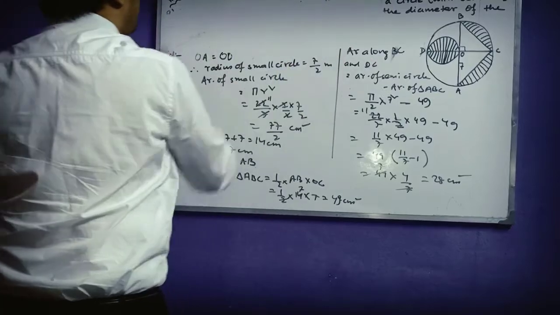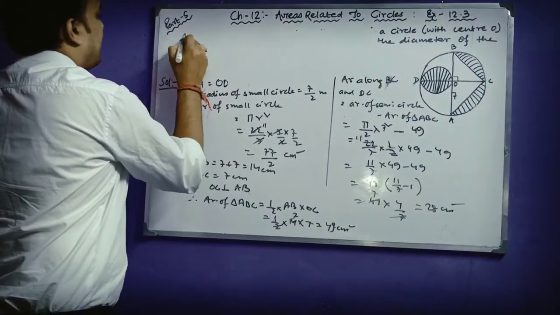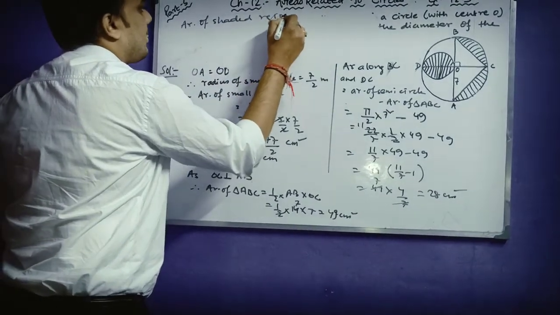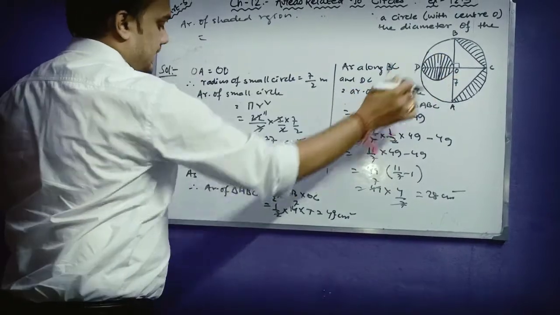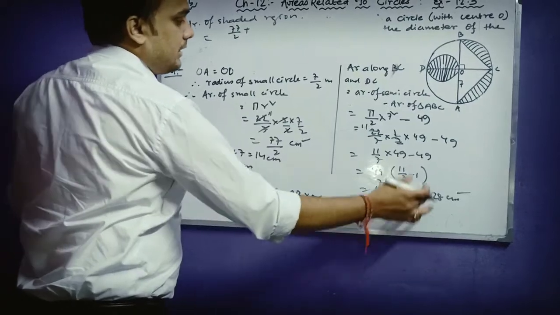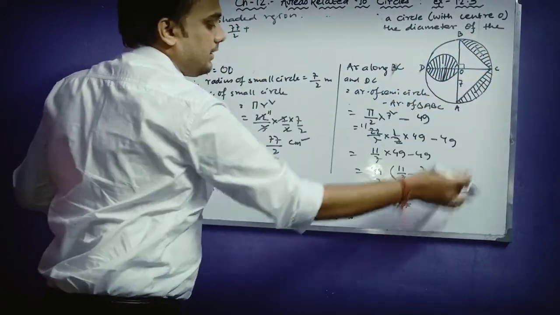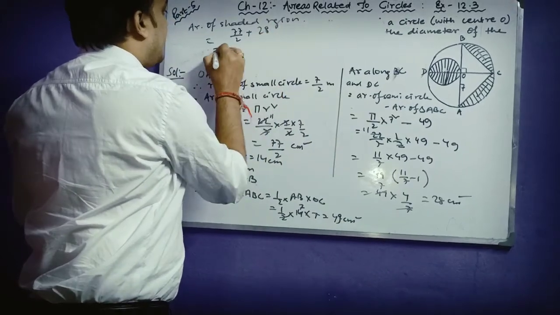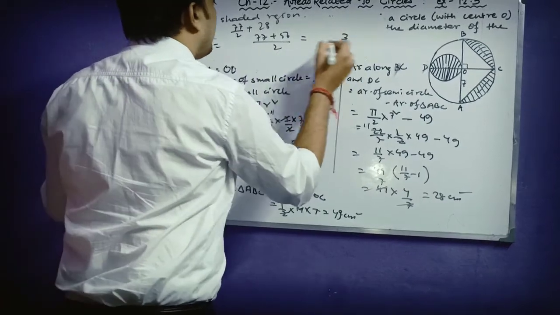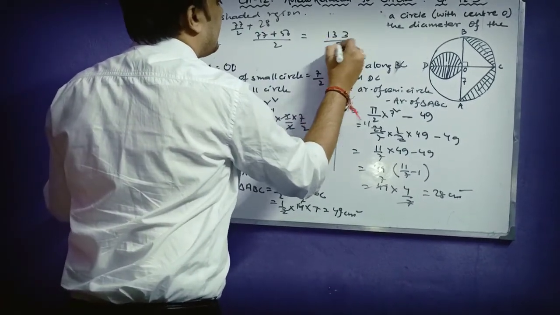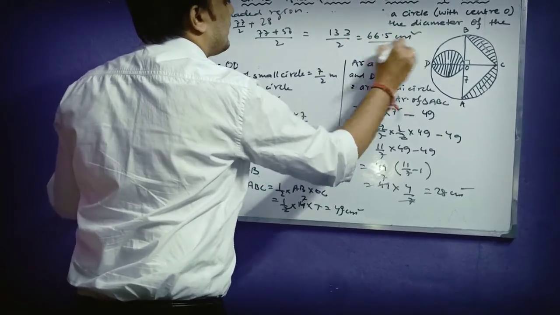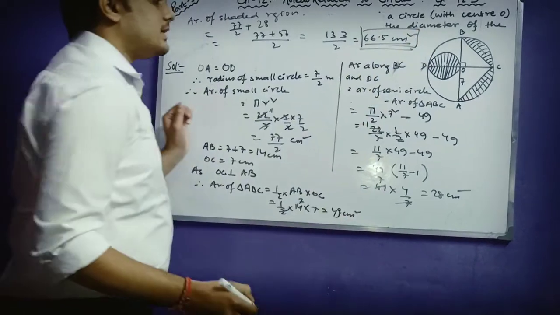So finally we are getting the area of the shaded region will be equal to the area of this circle, which I have got here as 77 by 2, plus the area of this region, this one and this one, which I have finally got as 28. Add this, it will be equal to 77 plus 56 by 2, which is equal to 133 by 2, that is equal to 66.5 centimeter square. So our answer is 66.5 centimeter square.